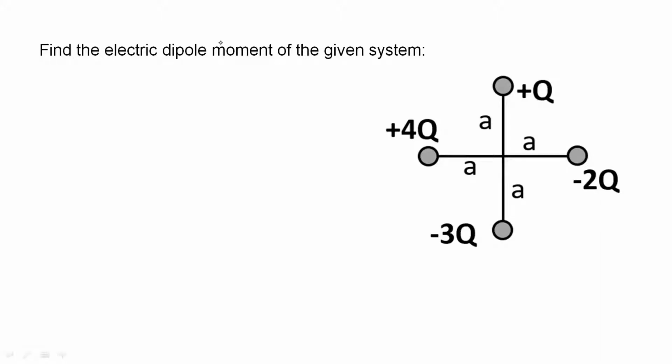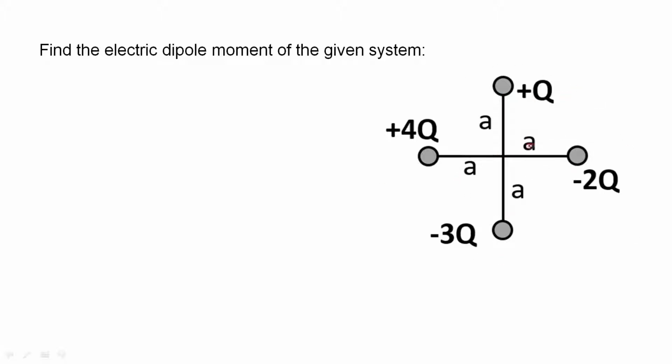Okay. So the first one is this. You have 4 point charges, as you can see: Q, minus 3Q, minus 2Q, and 4Q, and they are placed at the four corners of a square, and you can see the distance separations between each of these charges. You're supposed to find the dipole moment of this system.